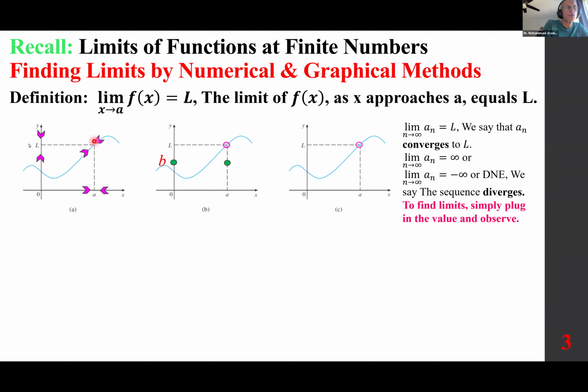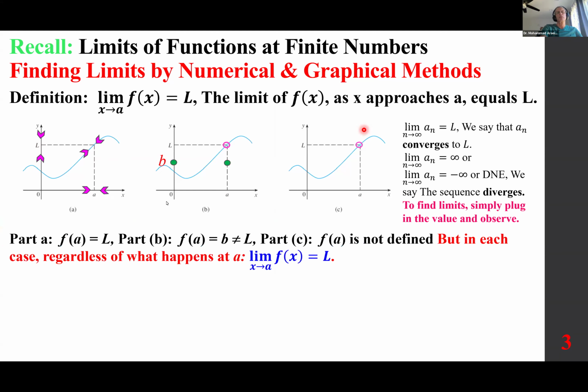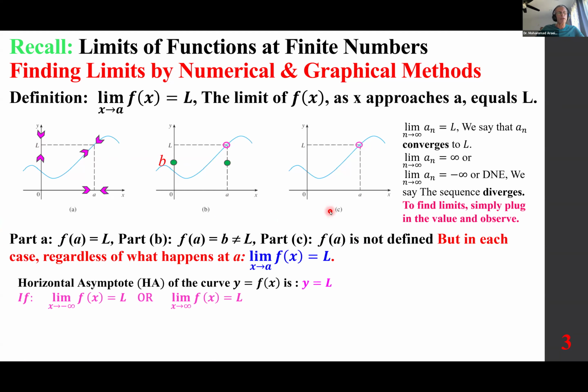The difference is this one is also f of a equals L, making it continuous at x equals a. This one, f of a equals b, is discontinuous at L, and in this one f of a is missing. So that's as far as the graphs are concerned.